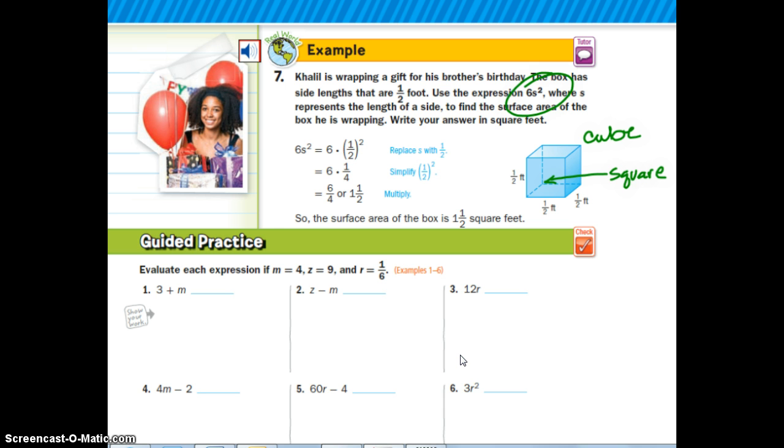So the first thing I have to do is square the half, and I know that 1/2 times 1/2 gets me my 1/4. And then I look for a relationship. I know that 4 goes into 6. They're both even, so I'm going to cut them. That becomes a 3, that becomes a 2. So I have 3 over 2, which is the same thing as saying 6 over 4. I just simplified it. And I get 1 and 1/2. 1 and 1/2 square feet.